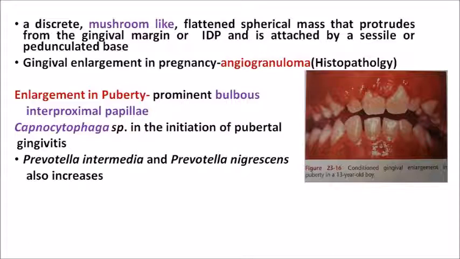Prevotella intermedia was the species which increased in pregnancy. In puberty, it is Capnocytophaga. I know this is silly, but I remember Capnocytophaga increasing in pubertal gingivitis using this image: a young girl or a child at pubertal age wearing a cap. So Capnocytophaga is a species increasing in pubertal gingivitis. Prevotella intermedia mostly in pregnancy. But Prevotella intermedia and Prevotella nigrescens also increase in pubertal gingivitis because of the presence of the hormones.